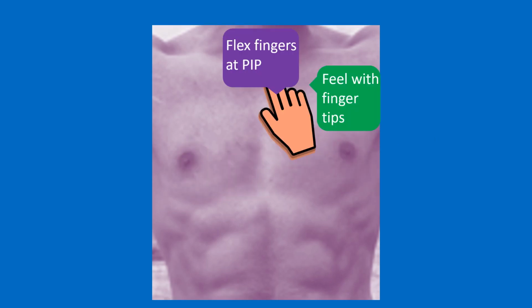Pulsations in second left intercostal space. Pulsations in second left intercostal space indicate large pulmonary artery and are better felt with the fingertips after flexing the proximal interphalangeal joints at right angle. Right parasternal pulsations may be noted if the aortic root is grossly dilated.